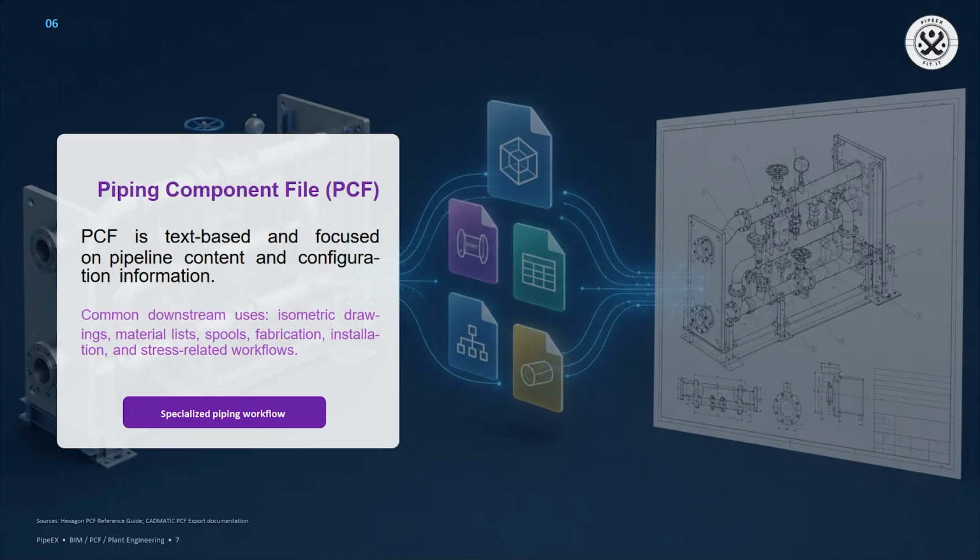PCF is commonly used to transfer piping data from a 3D model into software that generates piping isometric drawings, material lists, pull drawings, or stress analysis input. This is very important in industrial piping because isometric drawings are still one of the key deliverables for fabrication and installation.